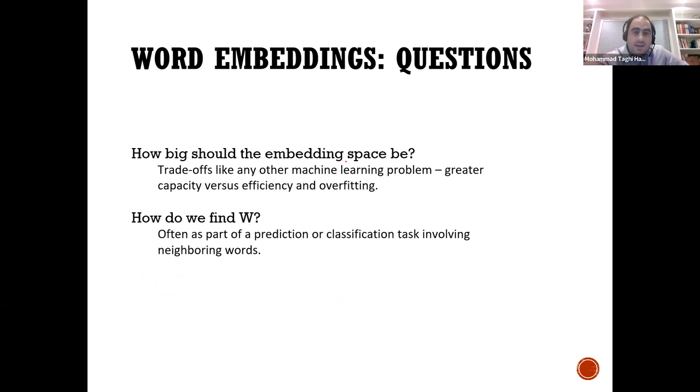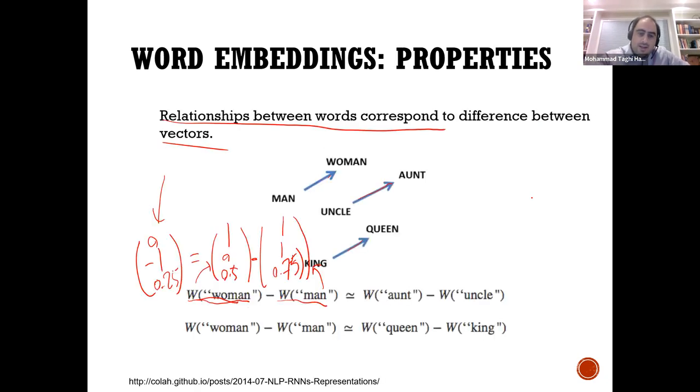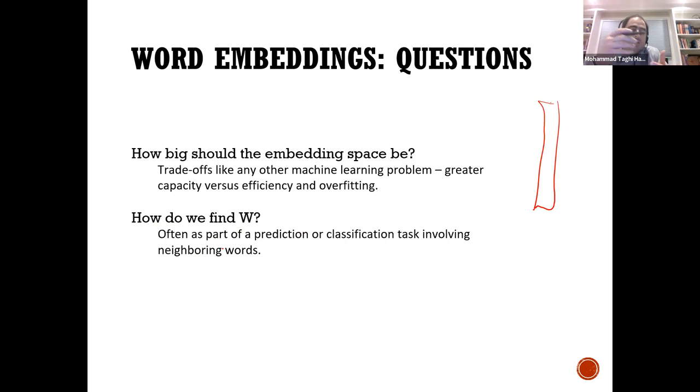So the question is, what should be the size of these vectors that I want to get? As I mentioned, for example, here the dimension was only 3. We can actually create higher dimensions, but there is always this trade-off in this and other machine learning things. If you have larger vectors, then the efficiency will come down because you need to work with larger vectors.